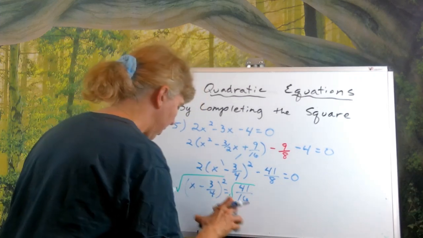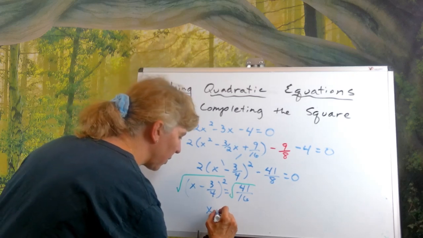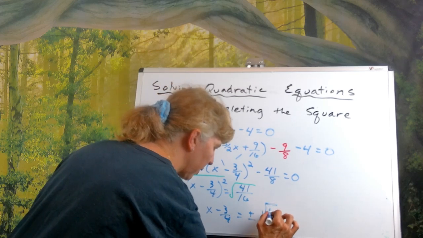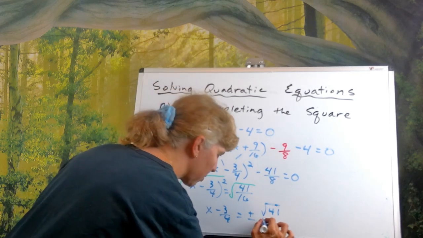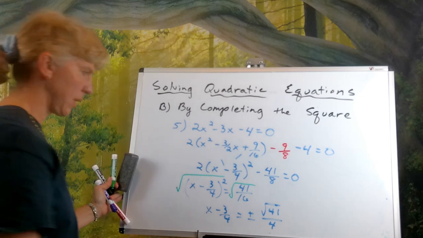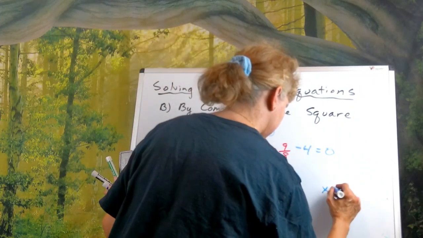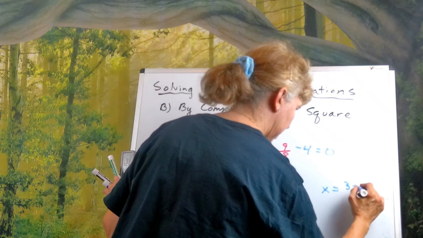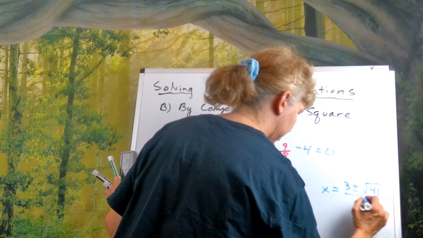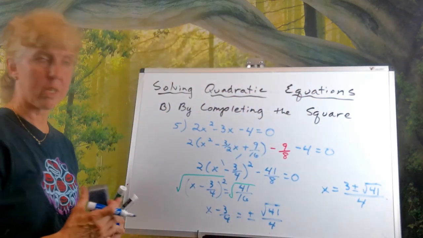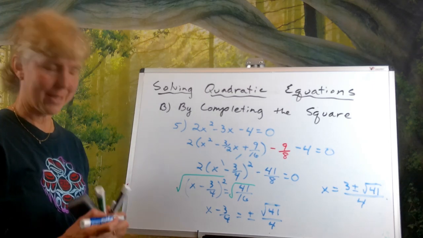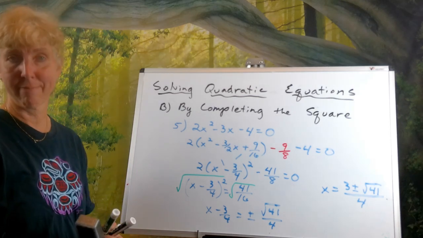All right, that'll give me x minus 3/4 over here equaling plus or minus root 41 over root 16, which is 4. Okay, and then I'm going to add the 3/4 to both sides. That gives me x equals 3 plus or minus root 41 all over 4. Because they have the same denominator, I can write it all as one fraction. Okay, so that's about as ugly as it gets, and you can do it.